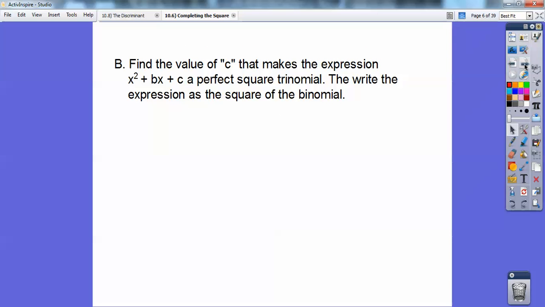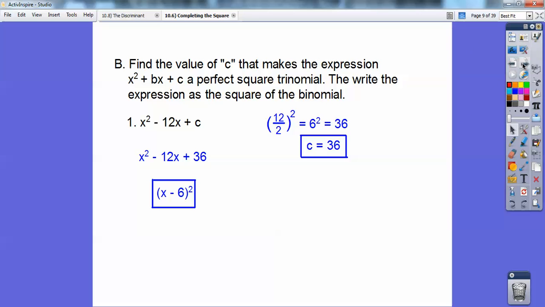So find the value of c that makes the expression x squared plus bx plus c a perfect square trinomial, and then write this expression as the square of a binomial. So here we go. X squared minus 12x plus c. Okay, so c would be half of this number, which is negative 6, and then square it. Negative 6 squared is 36. So c equals 36. So if I plugged in 36 right here, now can you see this is a perfect square trinomial? 36 is a perfect square.